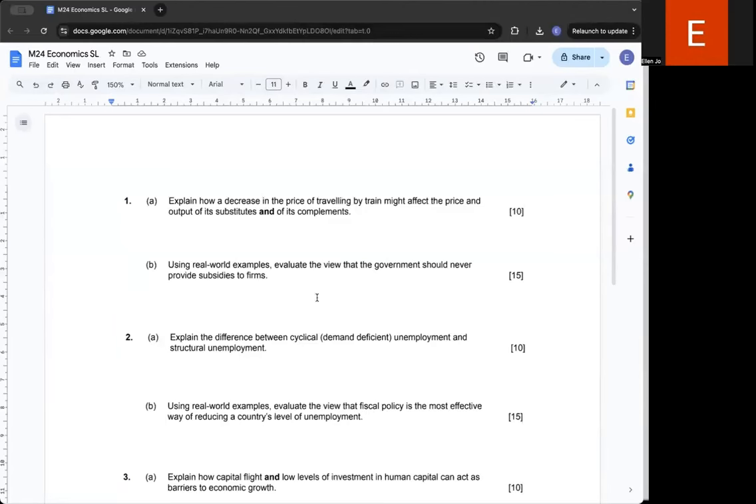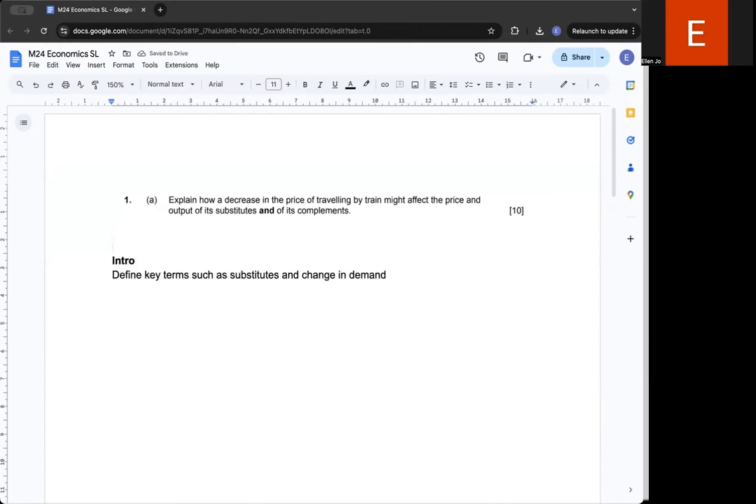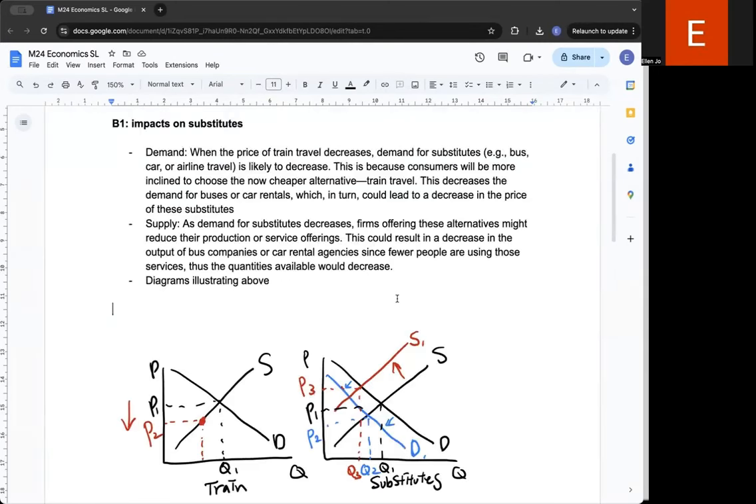Alright, question number 1. The two questions are from the Unit 2 Microeconomics. And it's safe to start your introduction with defining a few key terms mentioned in the prompt, such as substitutes and change in demand. And in body 1, you can mainly focus on analyzing the impact on substitutes when there is a decrease in the price of traveling by train.